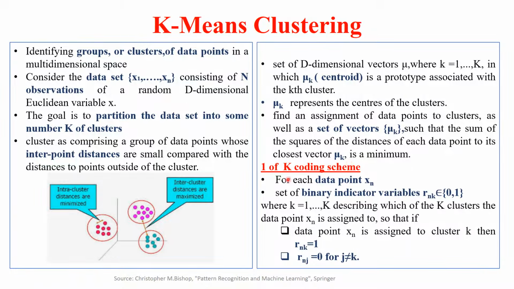One-of-K coding scheme. For each data point xn, there is a set of binary indicator variables r suffix nk, which may be 0 or 1, where k is equal to 1 to K, which describes which of the K clusters the data point xn is assigned to. So suppose the data point xn is assigned to the cluster k, then r suffix nk will be 1, and r suffix nj will be equal to 0 for j not equal to k.